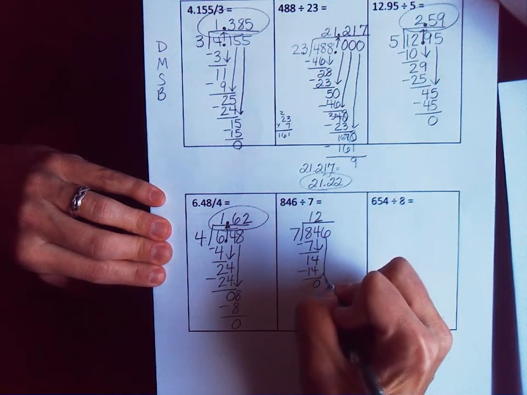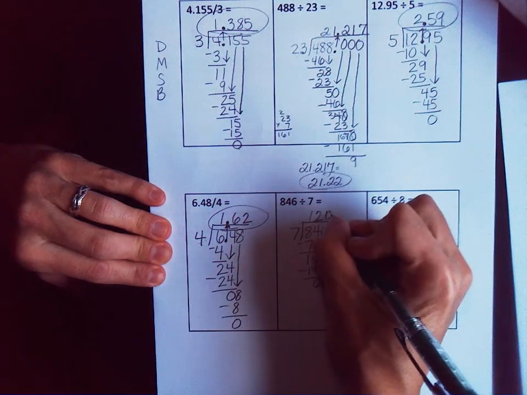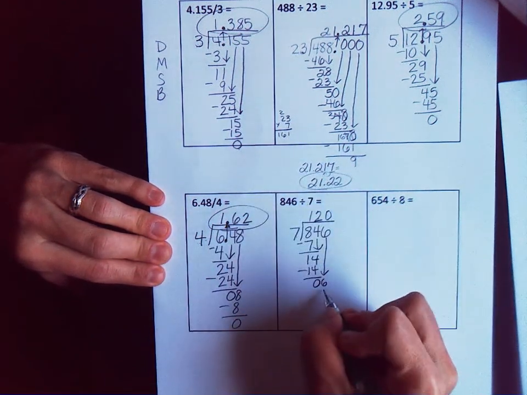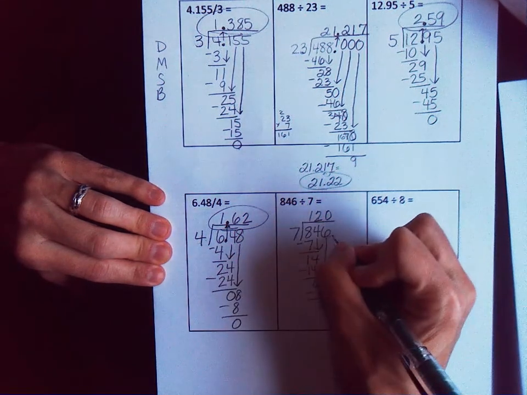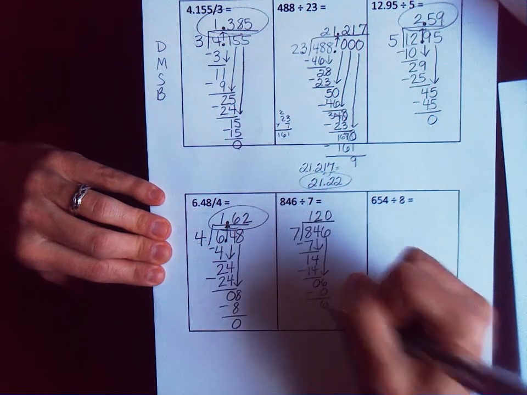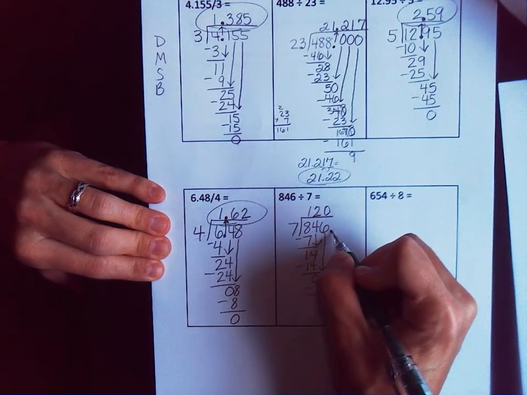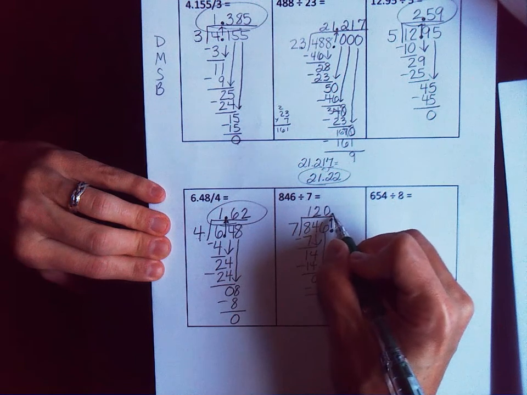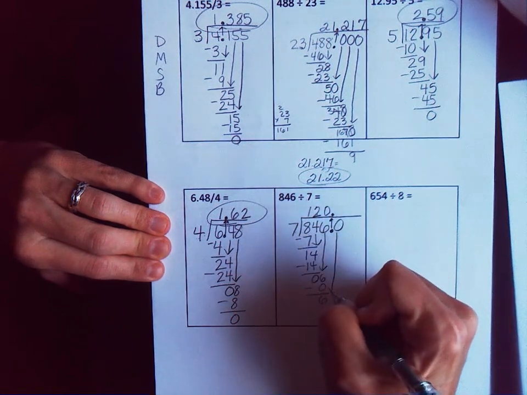I'm not done. I still have more numbers I need to bring down. 6. 7 does not go into 6, so we need to put a 0 in there. 0 times 7 is 0. Now I subtract and get 6 again. I am not finished with my problem because I'm not at 0 yet. I need to add that decimal after my ones place, take it up in my answer, extend my line, add a 0, bring down a 0.